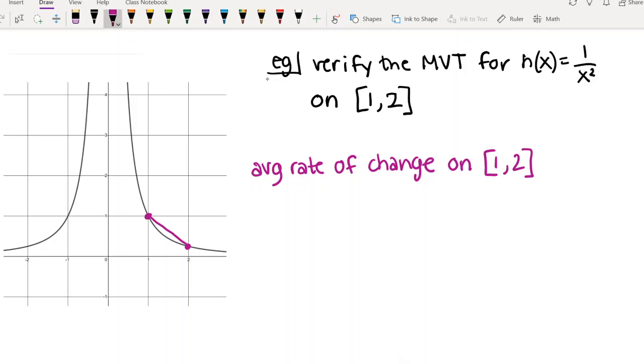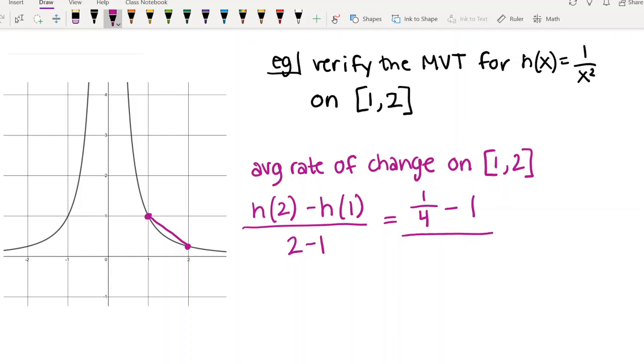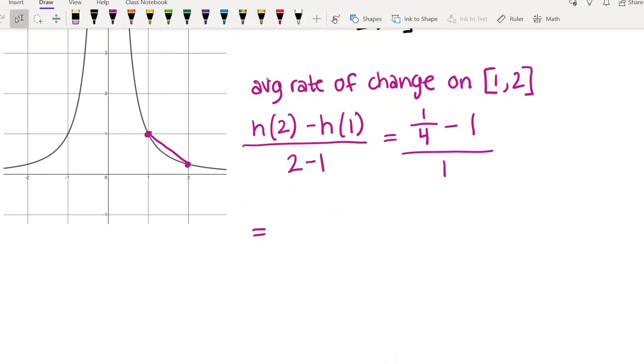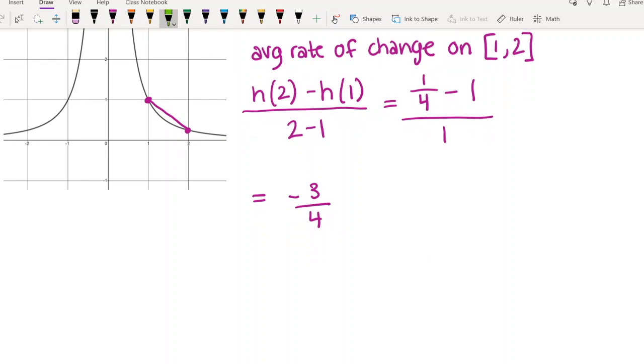So how do we do that? Again, we do h of 2 minus h of 1 divided by 2 minus 1. So what is h of 2? This one we can't really eyeball, but our function is 1 over x squared. So if we plug in 2 to that, we get 1/4, minus h of 1, which is just 1, all divided by 2 minus 1, which is 1. So what is 1/4 minus 1? It's negative 3/4. So that's our goal for our instantaneous rate of change.